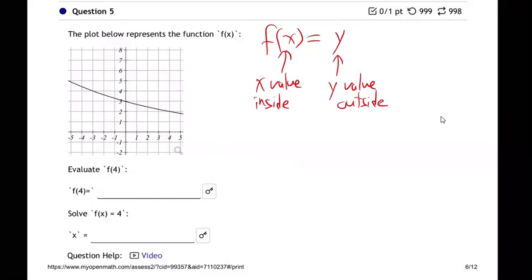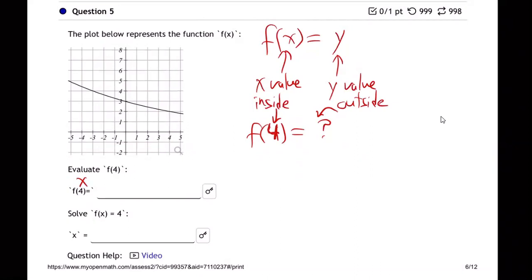What am I talking about? So when they give us f of 4 here, you've got to realize that 4 is an x value. Well, how do you know? Because it's inside. And they're saying f of 4 equals what? Meaning this is the x, and they're asking me about the y that goes with an x value of 4. So you go to the graph and you find an x value of 4.